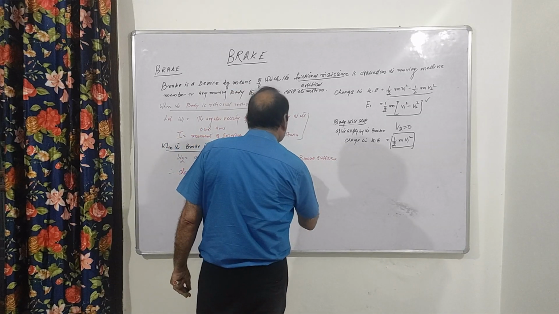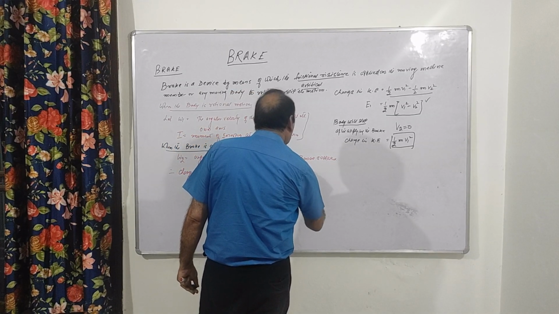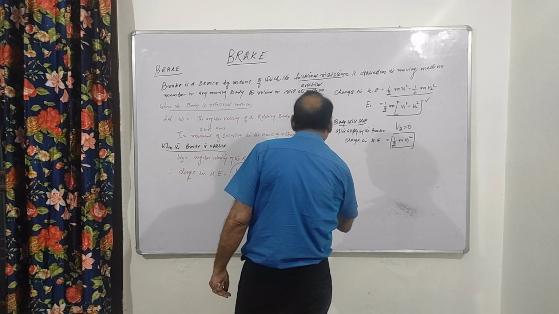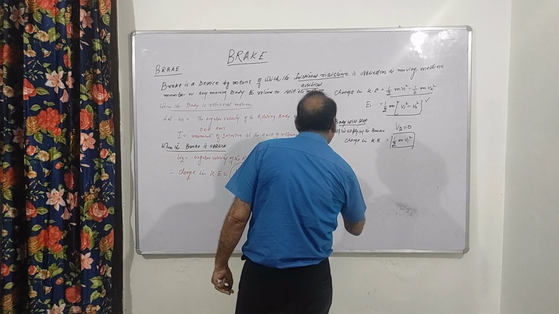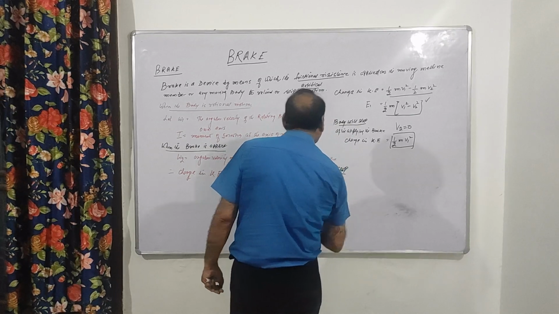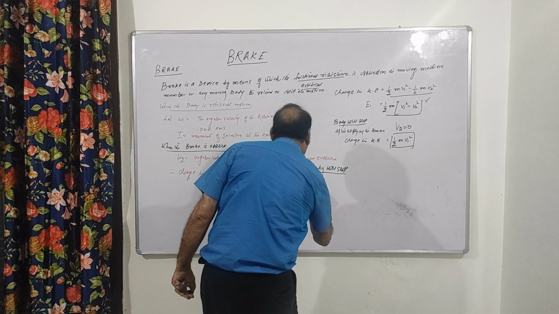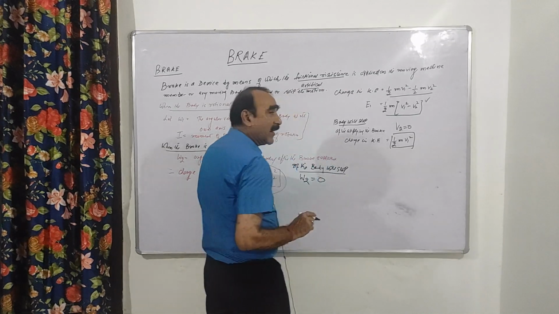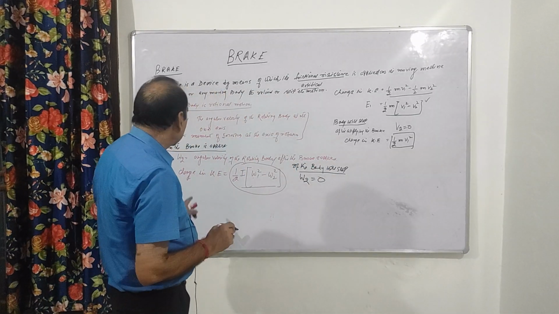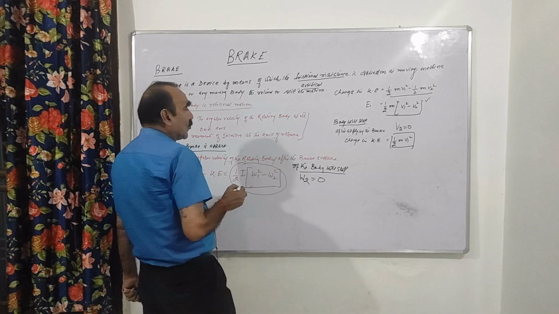So in this case, if the body will stop, you apply the brake and the body stops, then in that case what will happen? It means the final velocity, that is 0, and omega 2 is also 0. So in this case, the change in kinetic energy is how much?